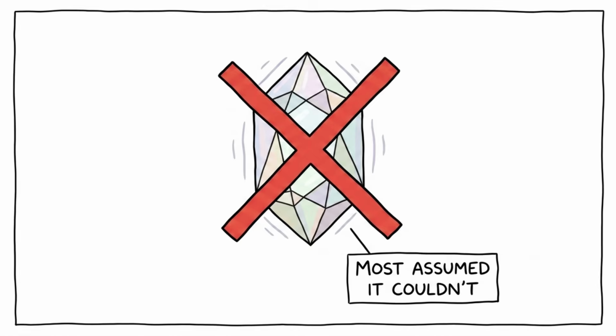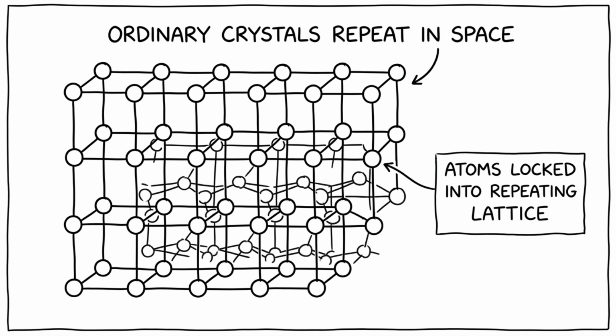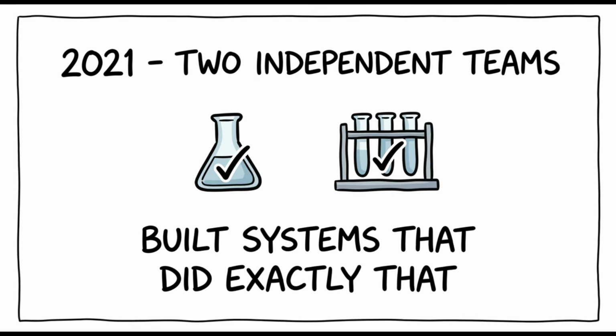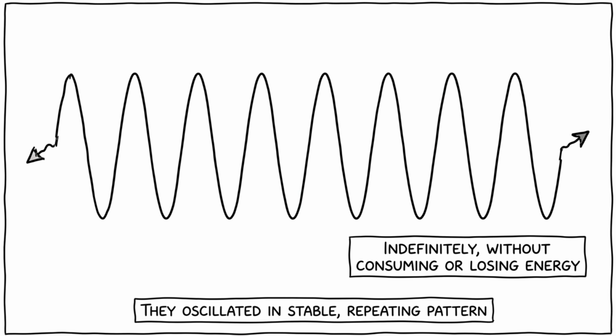Most assumed it couldn't. Ordinary crystals repeat in space, atoms locked into a repeating lattice. A system that repeats in time, cycling forever without losing energy, should violate the most basic rule of thermodynamics. Closed systems settle into equilibrium and stop. In 2021, 2 independent teams built systems that did exactly that. They oscillated in a stable, repeating pattern indefinitely, without consuming or losing energy to sustain the motion.